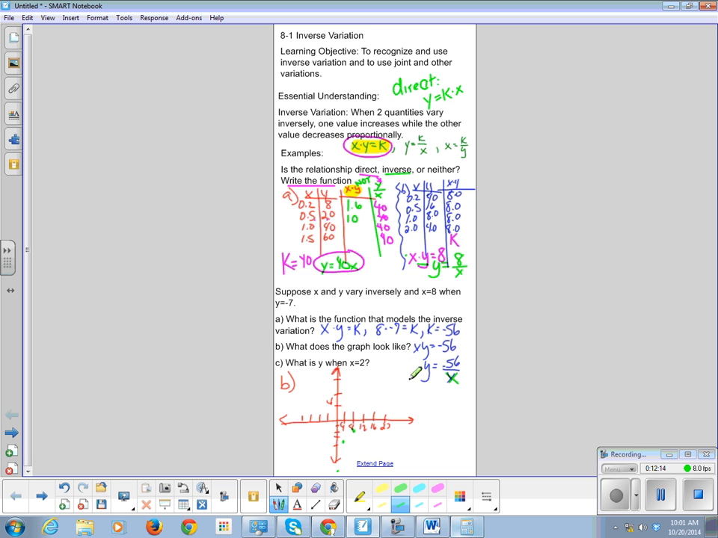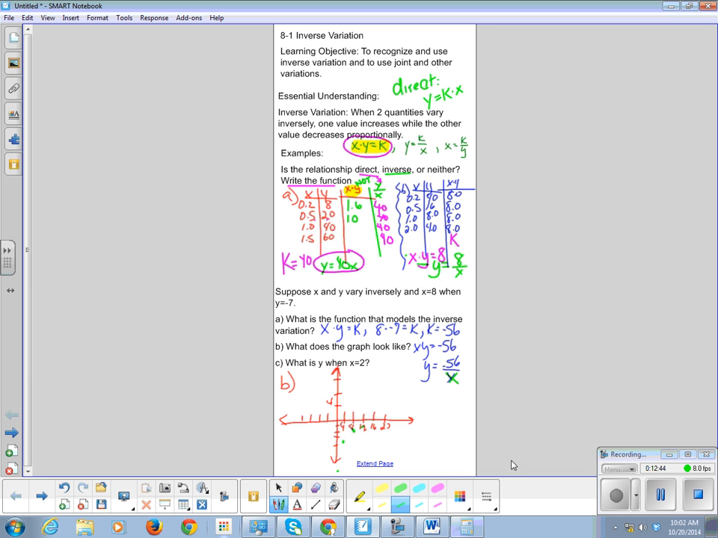We could do that this time. But I'm saying x is positive 1. So that's on this side of the... So if x equals positive 1, y is equal to negative 56. That's right here. So I'm just putting in positive x's right now. That was negative 4.6, so that's right here.